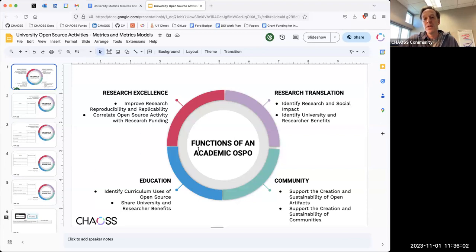So again, the four around the edge here, research excellence, translation, education, and community, are not necessarily fully inclusive of every function that you all might have, but they're meant to just be a start. I don't know what's going to happen if we have more functions. I'll have to rework this model a little bit to fit a few more things around the circle. All right.